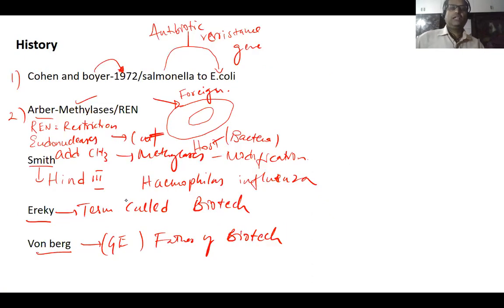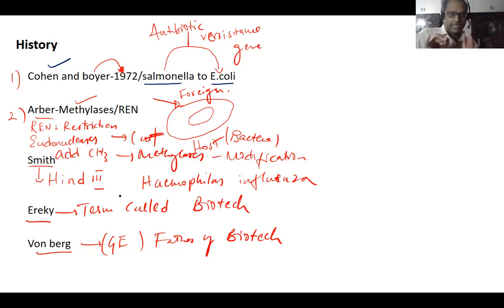Now, coming to a little history of the subject of genetic engineering. The first point here is there were two scientists, Cohen and Boyer. In the year 1972, they transferred a gene from Salmonella to E. coli. The gene transferred was an antibiotic resistance gene. Antibiotic resistance gene was selected.